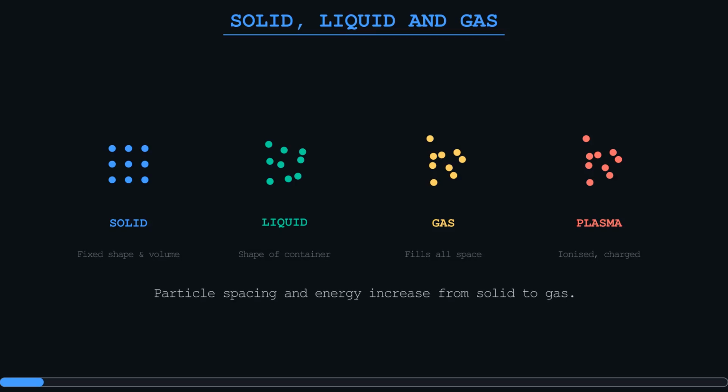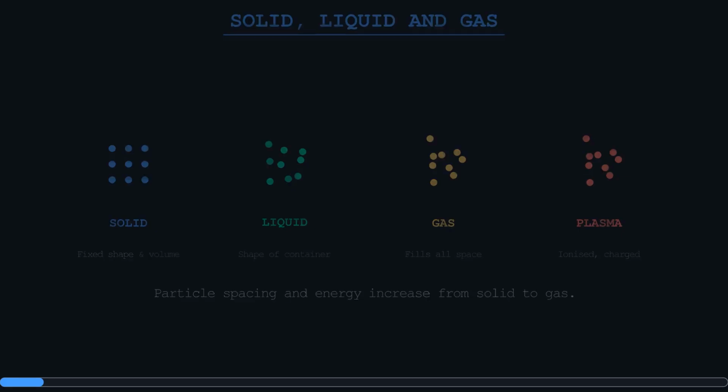Matter exists in different states depending on how tightly its particles are packed and how much energy they have. In a solid, particles are locked in a fixed regular pattern. In a liquid, particles are close together but can move past each other, so a liquid takes the shape of its container. In a gas, particles are far apart and move freely, so a gas expands to fill any space. A fourth state, plasma, is an ionized gas found in things like lightning and neon signs.